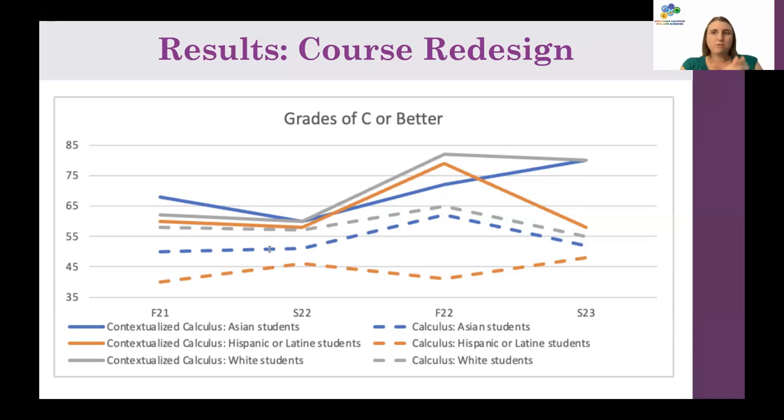And the three groups that we're focused on in this particular visualization are white students, Asian students, and Hispanic and Latina students. That's because those are the three most well-represented groups in our classrooms. In particular, the Black student population on these campuses is really small, and so we don't have enough data to share outcomes for that group.